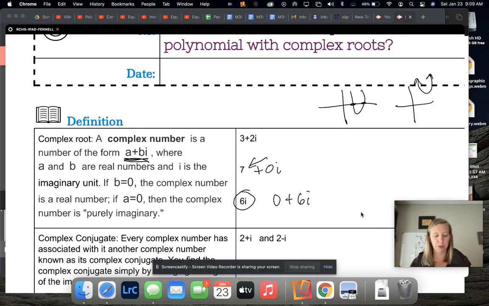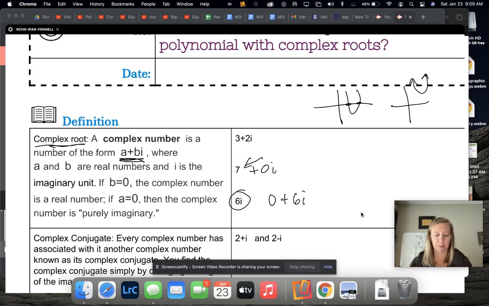When these are actually roots, you're going to also have the x involved. So I said complex root, but then I talked about complex numbers. So when we have the root, then it's going to be like x minus 3 plus 2i, right? So these roots get pretty ugly looking, but that's what they are.